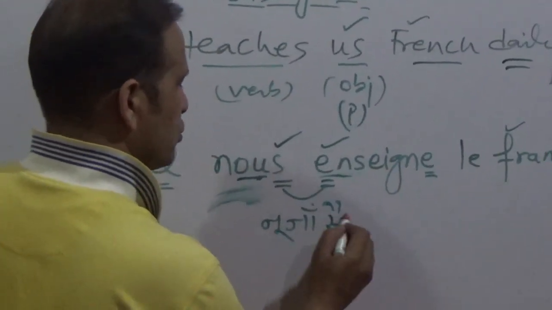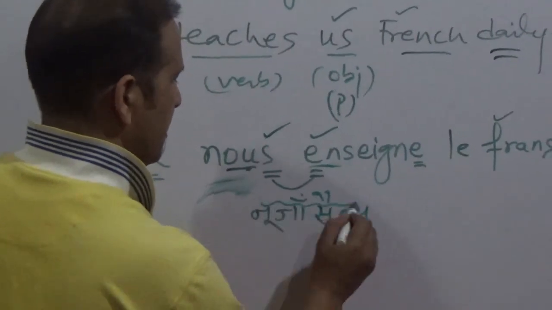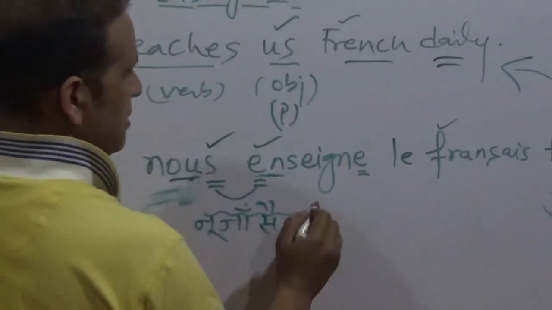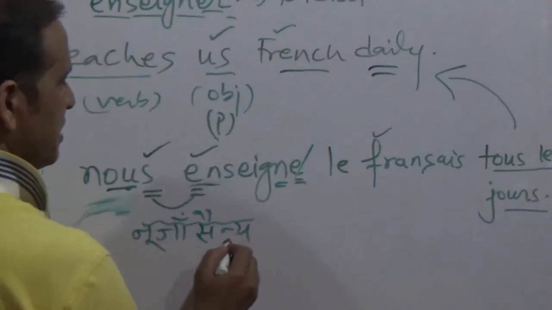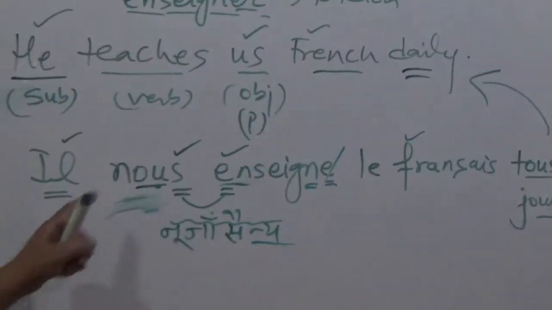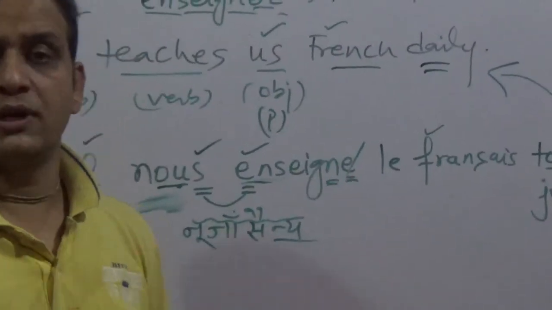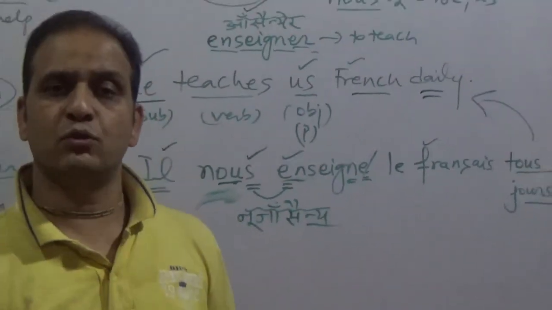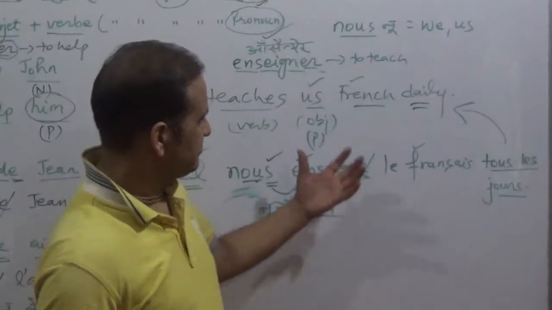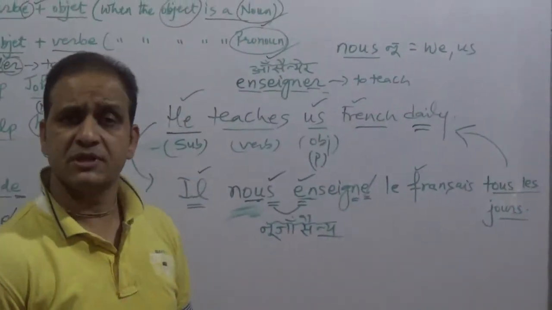Nous enseignons. Last, GN gives a near sound. So, il nous enseigne le français tous les jours. Il nous enseigne le français tous les jours. So, this is the sequence.